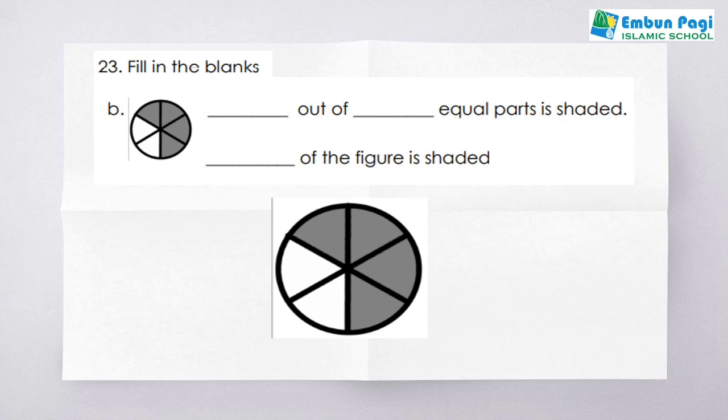Number 23, point B. As you can see in the picture, we have 6 equal parts, and 4 parts are shaded. So, 4 parts out of the 6 equal parts are shaded. 4/6 of the figure is shaded.